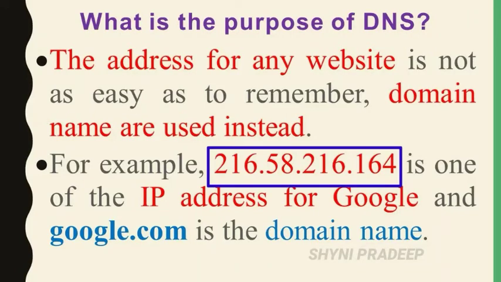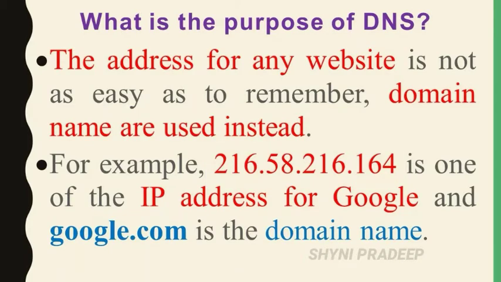See here, this is the IP address of the Google website. This address is not easy to remember. So instead of using this address, we are using domain names. What is the domain name of the Google website? Google.com. It is easy to remember. So we are using this domain name instead of using the IP address.